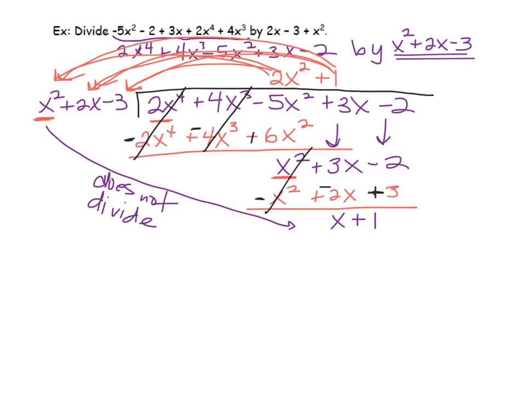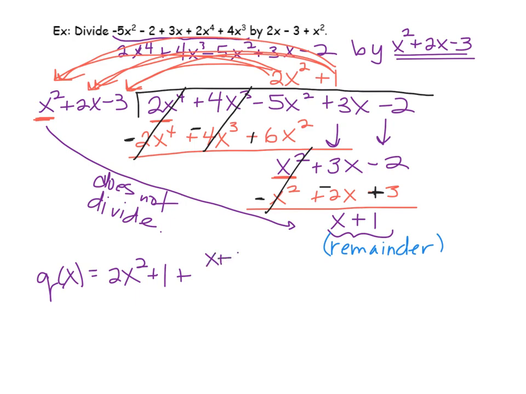Maybe you guys remember the remainder rule back in Algebra 1 and Algebra 2. So this part right here is our remainder. That means to write out our quotient, q of x, we'll start off with the stuff on the top, the 2x squared plus 1. And then to write the remainder, we just put plus, we put whatever the remainder is, x plus 1, over whatever our dividing factor was, x squared plus 2x minus 3. It's a pretty big quotient to write out.